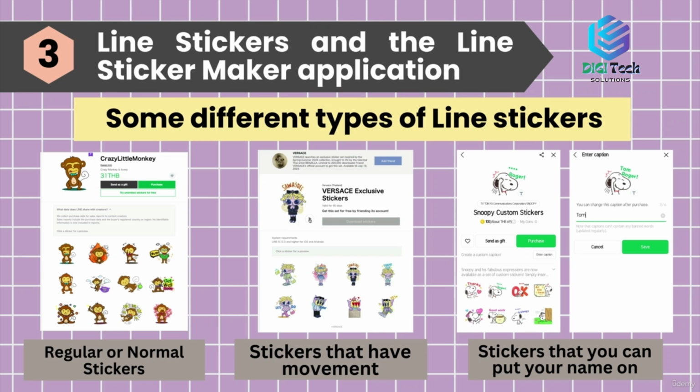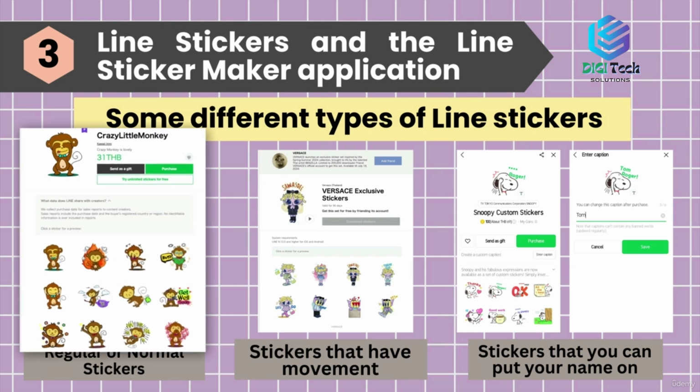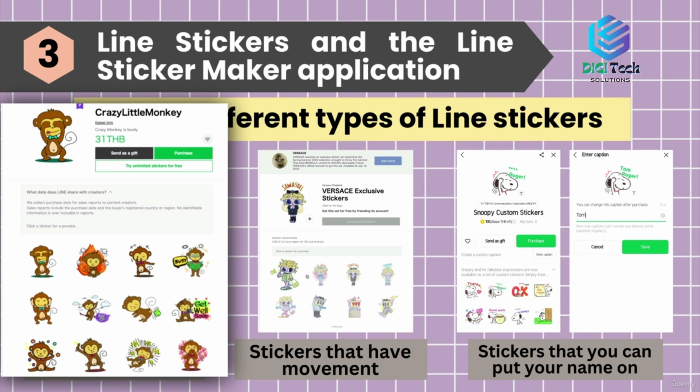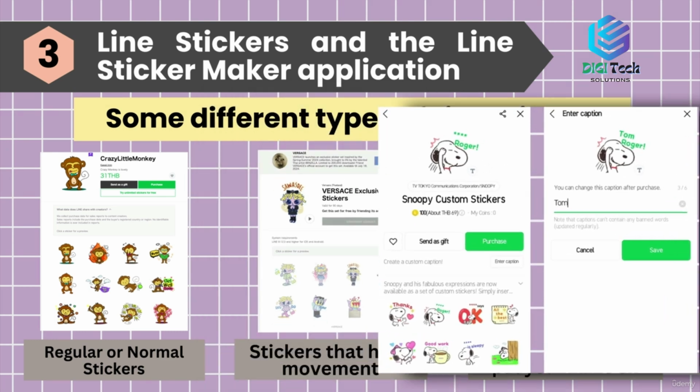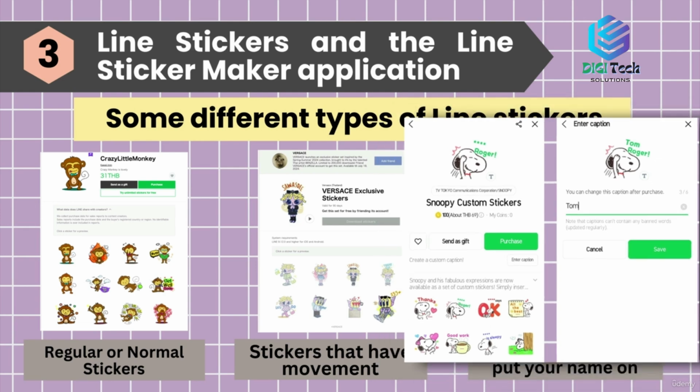Now let's have a look at some different types of Line stickers. The image on the left displays some regular or normal stickers. The image in the middle shows some stickers that have movement, and some of these can also have sound too. Then the images on the right are stickers that you can put your name on.